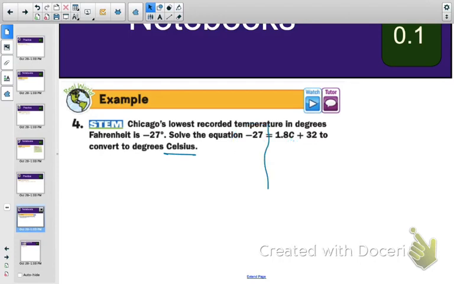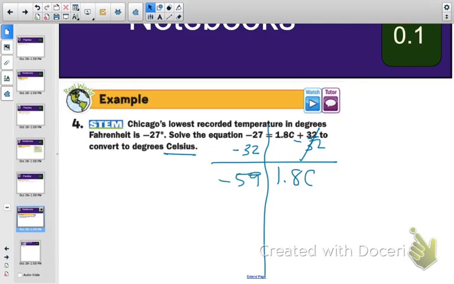Okay, so draw my line. I need to get rid of the 1.8 and the 32, so I'm going to subtract 32 first. Subtract 32. That gives me a big negative number over here, and that one cancels, so I'm left with 1.8c. Negative 27 minus 32 is going to be negative 59. And then my last step, I divide by 1.8, because it's 1.8 multiplied by c. And that will cancel there.